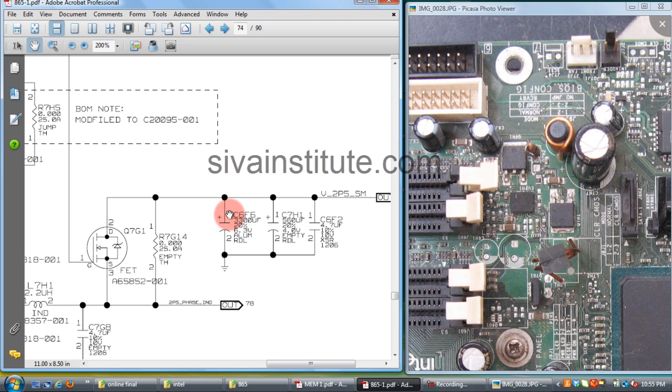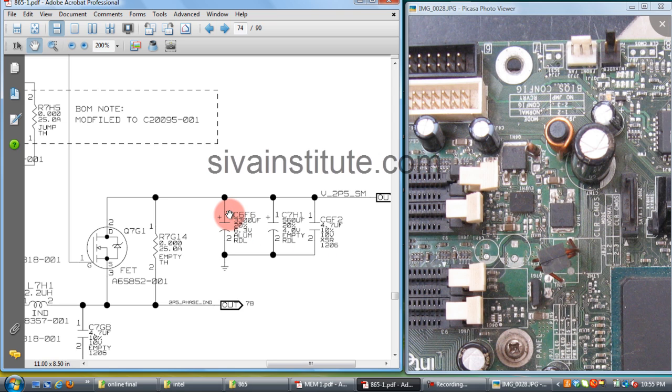If there is no voltage at this point, you should check the 2 transistors. Next, if no voltage at this point, you should check this transistor. See here, U7H1. This is U7H1, the oscillator IC. See here, Q6H1. This is Q7H1, this transistor. This is Q7G1, this transistor.